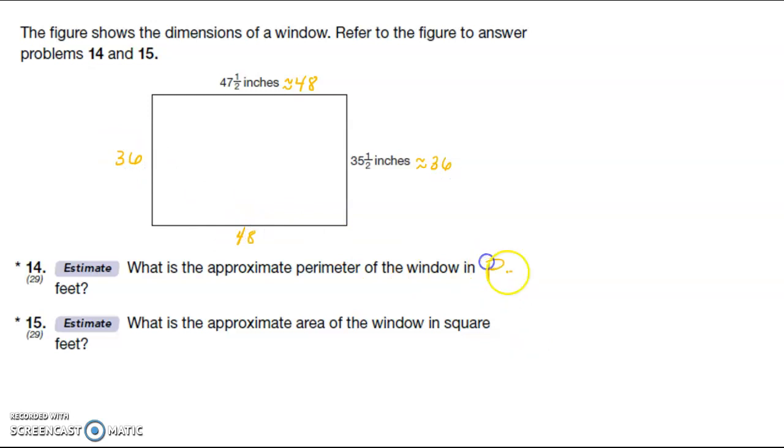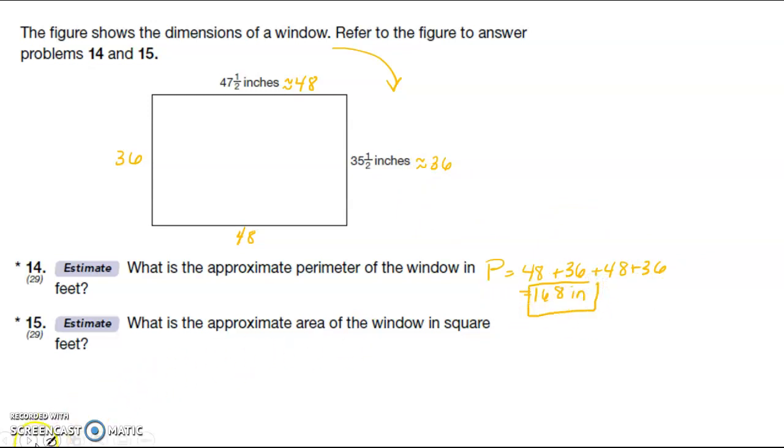So my perimeter is when we add everything around the outside, we have 48 plus 36 plus 48 plus 36, which is more than my brain can handle. I get 168 for that. 168, this is inches.